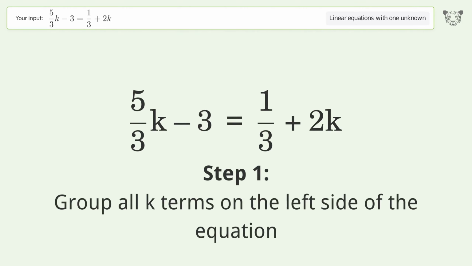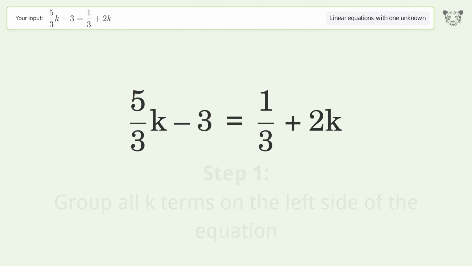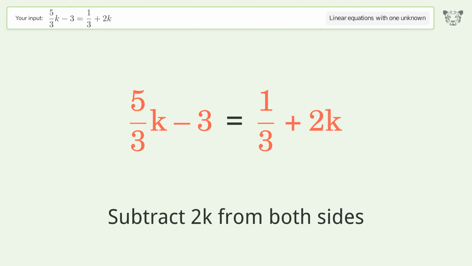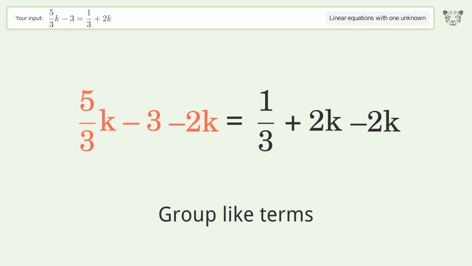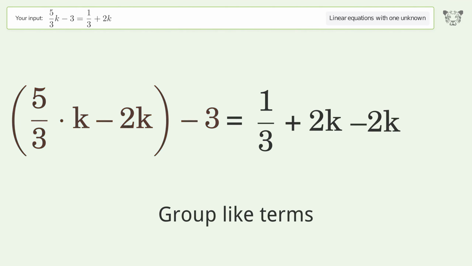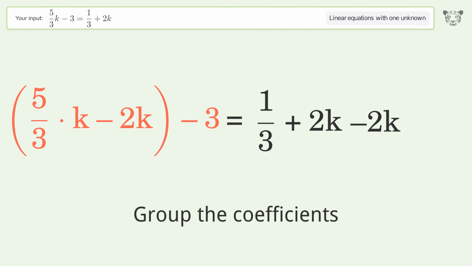Group all k terms on the left side of the equation. Subtract 2k from both sides. Group like terms. Group the coefficients.